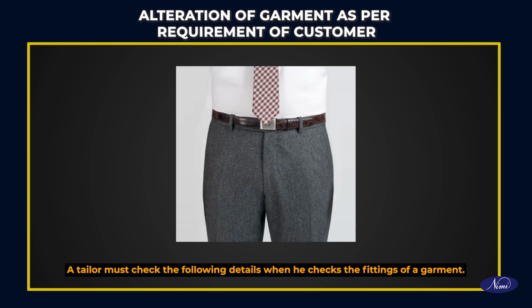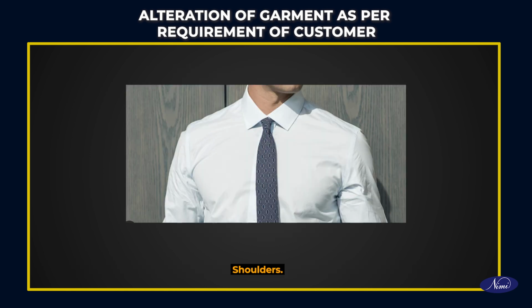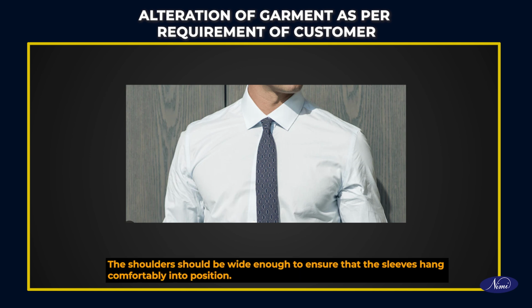A tailor must check the following details when he checks the fittings of the garment. Shoulders: the seam should lie on the edge of the shoulder. The shoulder should be wide enough to ensure that sleeves hang comfortably into position. The shoulder slope of the garment should be in sync with the shoulder slope of the wearer.